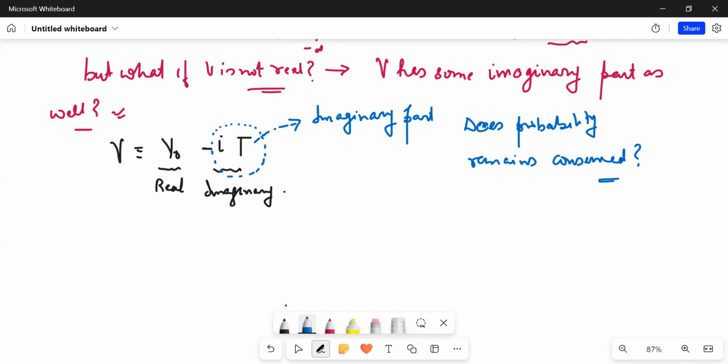One should be very clear that psi is in any case going to satisfy the Schrodinger equation. That is not going to change. But because V is now imaginary, things would certainly change, and let us see how it would change.